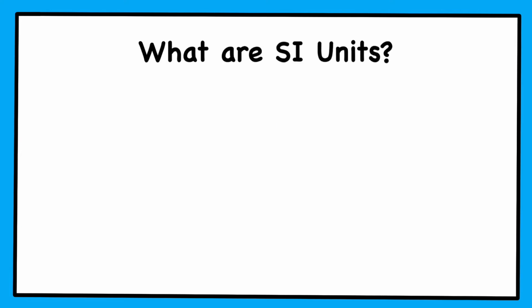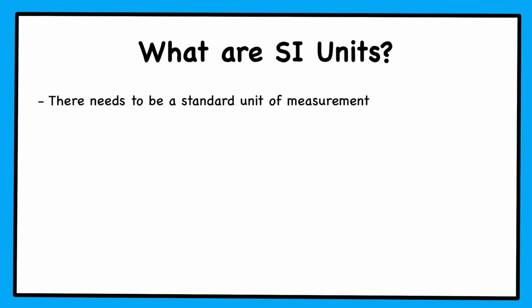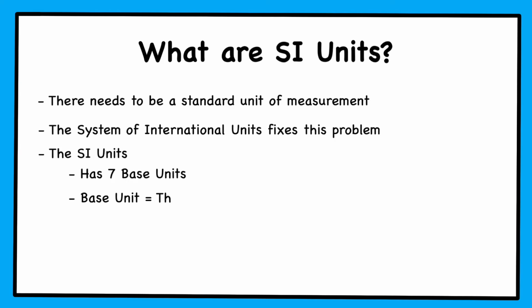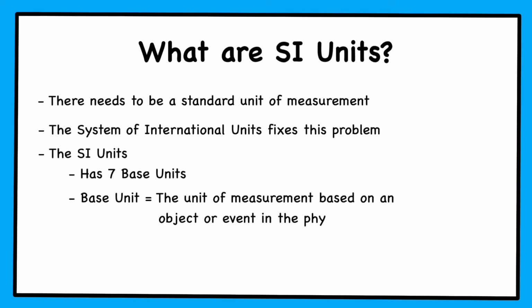Because scientists need to report data that can be reproduced by other scientists, there needs to be a standard unit of measurement that is universally accepted among the science community. This is where the system of international units comes in. We call these the SI units, and for short, it revolves around 7 base units, which would represent the type of substance being measured. The technical definition for a base unit is the unit in a system measured based on the object or event in the physical world.